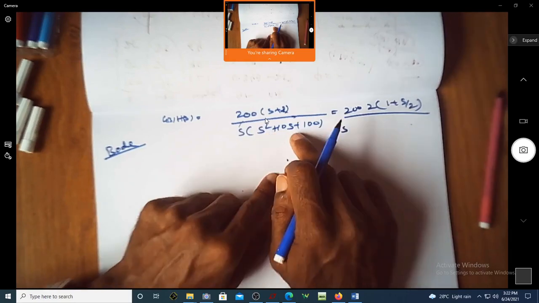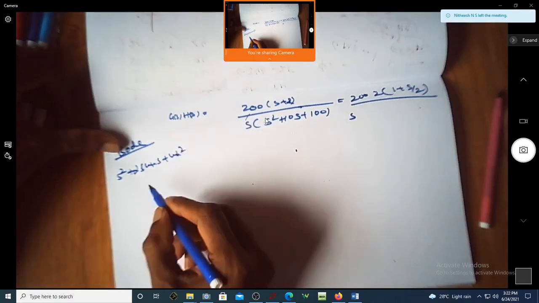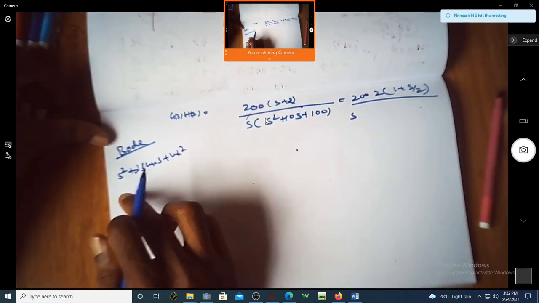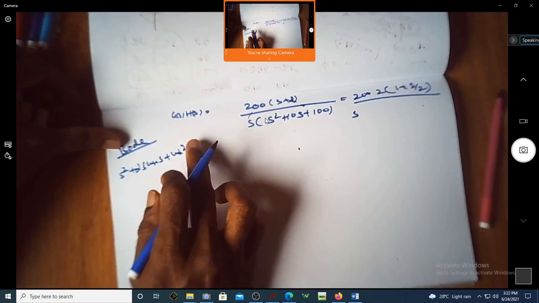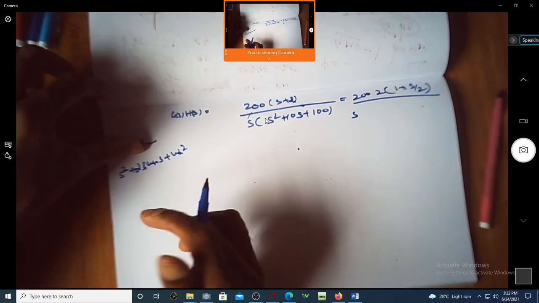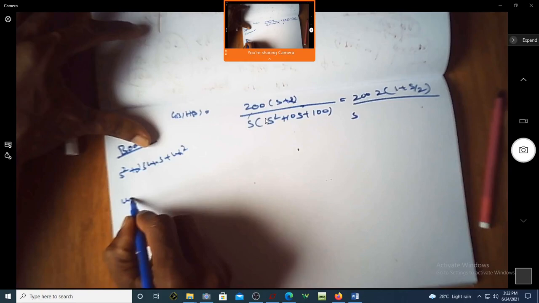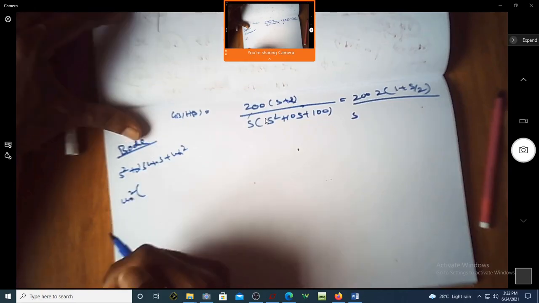In this case, is it in the form of s square plus 2 zeta omega n s plus omega n square? Yes, sir. So when it is in this form, this is like a pole zero form. So I need to convert this into time constant form. That means I will take out omega n square as a common factor. Exactly here, omega n square is 100.